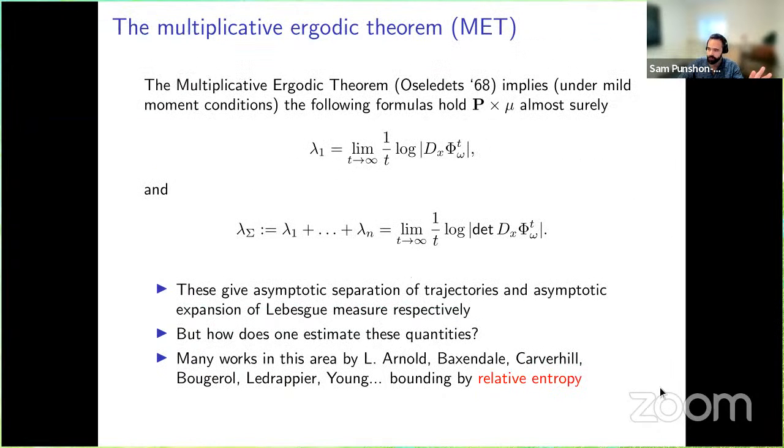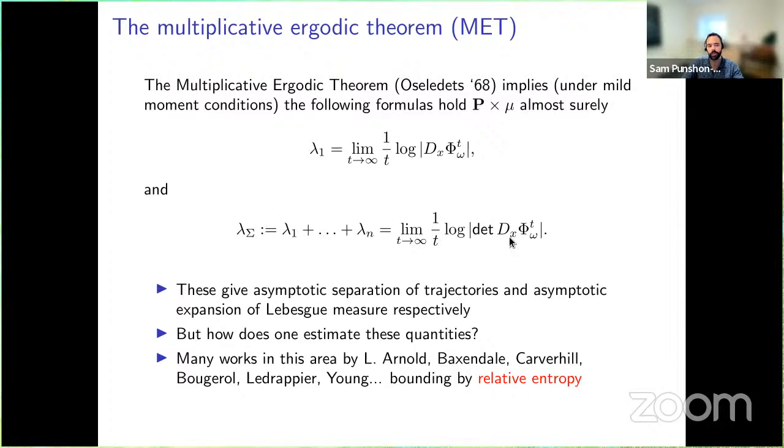Under those conditions, this measure mu is actually ergodic. And under very mild moment conditions that I'm not going to write down, we have the multiplicative ergodic theorem. Very specifically, it states that this limit of the derivative of the flow exists, and it's equal to the top Lyapunov exponent. And this limit exists P cross mu almost surely.